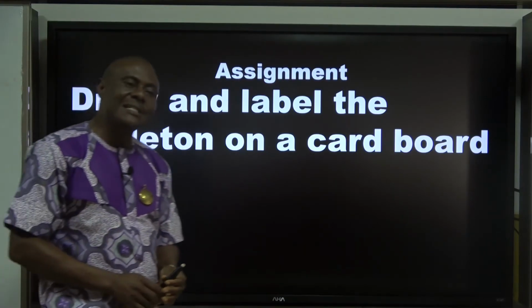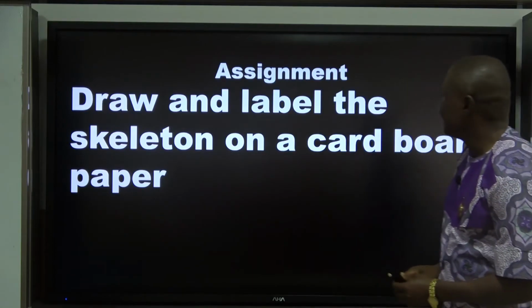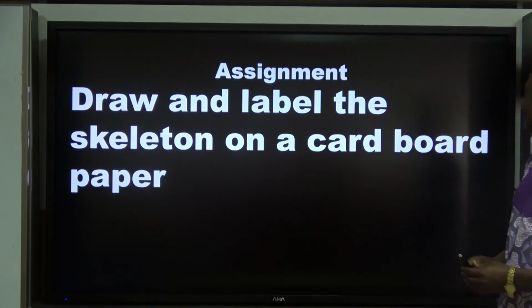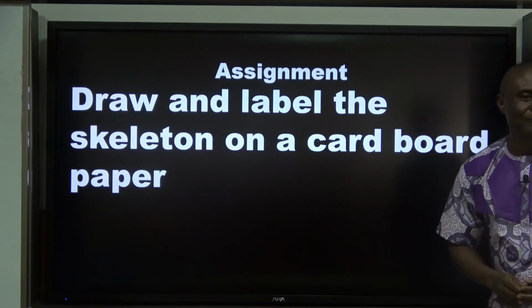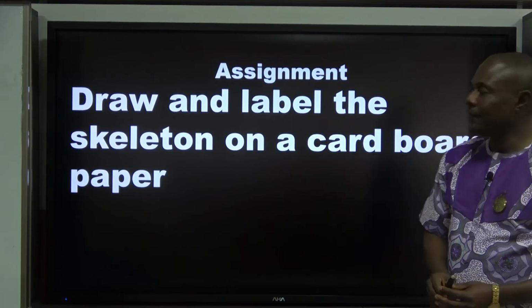I will leave you with these assignments to do at home. Draw and label the skeleton on a cardboard paper. While you're doing this drawing and labeling, make sure you are also studying it. Study the components of the bones of the body.